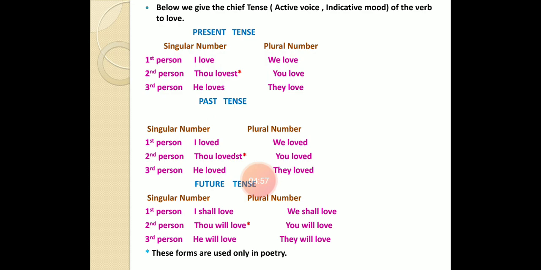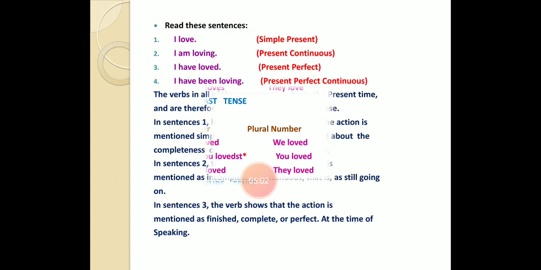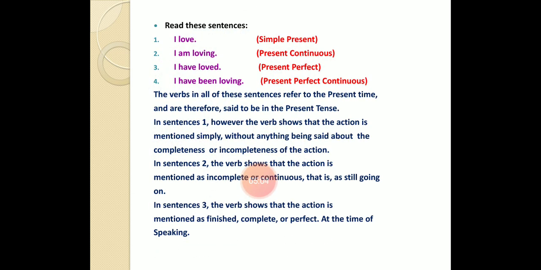So these forms are now used only in poetry. Thou lovest, thou will. Okay, like this. But now see another example about the present tense. So as you know about the kinds of tenses, present tense, past tense, and future tense. So first, present tense. Present tense has four parts. Means there are only four kinds of present tense. First, I love.